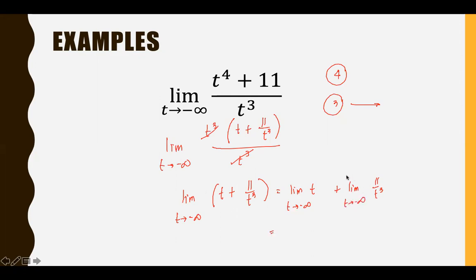If you simplify this, let's simplify this one first. This is equal to 0. Now, this is just equal to, from the first concept on polynomials, negative infinity. So negative infinity plus 0 is equal to negative infinity. So that is our answer if ever you will be solving this one.